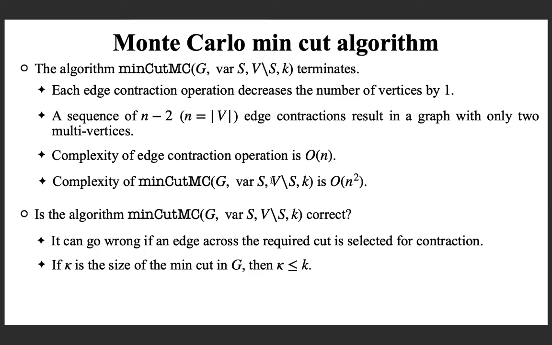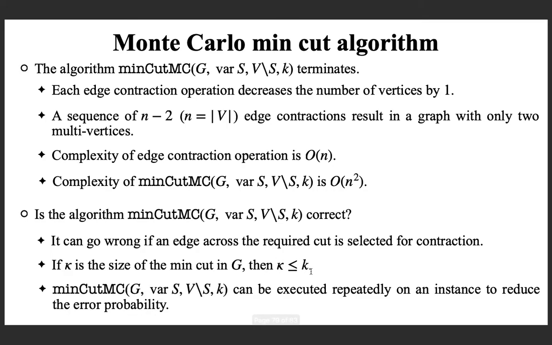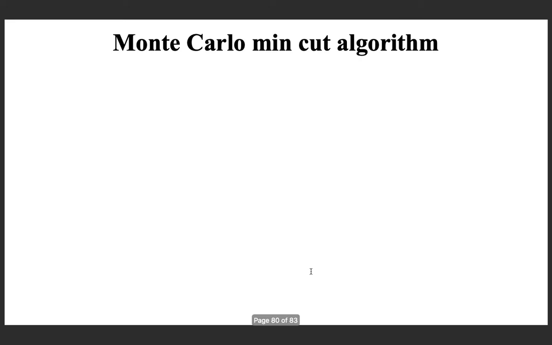when you contract an edge which crosses the cut, you are combining two vertices into a multivertex, which actually needs to be in two different subsets of the required cut. I hope you are getting me. Anyway, you are getting a cut of size k, and therefore the actual size of the required min cut must be less than or equal to k. So what you can do is repeatedly execute the min cut algorithm on the graph, and you try to get a better min cut. That is what you can do, and in that way it is a Monte Carlo algorithm.